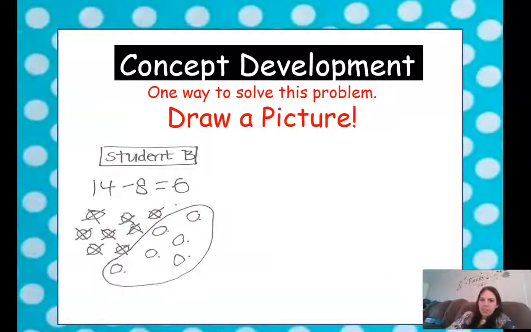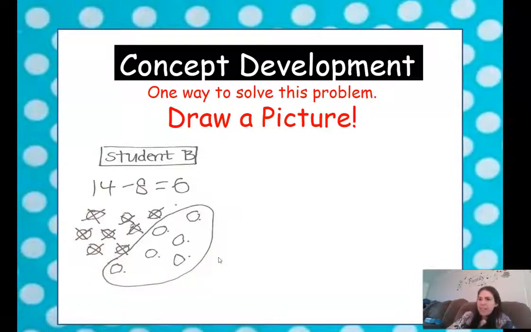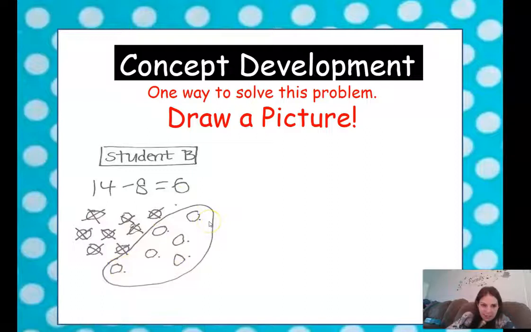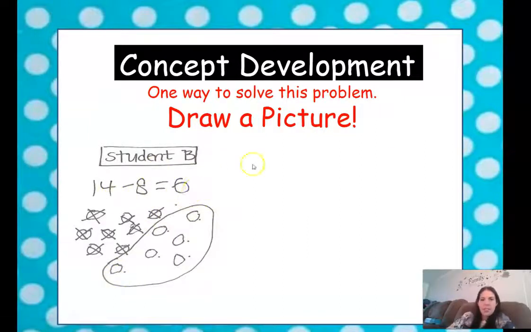Look at this strategy. This is a strategy that a student used. They drew 14 circles, and they did not do it in a nice and neat, organized manner, but that's okay. So they drew a picture, and they drew 14 circles, and they crossed off 8. 1, 2, 3, 4, 5, 6, 7, 8. They crossed out 8, and then they circled how many do they have left? 1, 2, 3, 4, 5, 6. And it looks like they put a dot next to each one as they were counting, so they made sure they got them all. So 14 minus 8 equals 6. That's one way you could solve this problem.